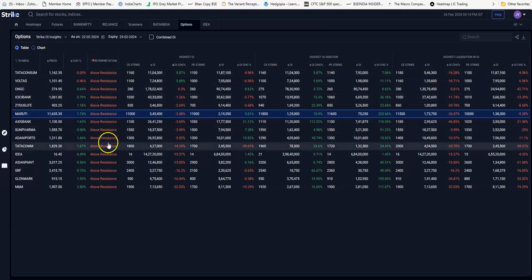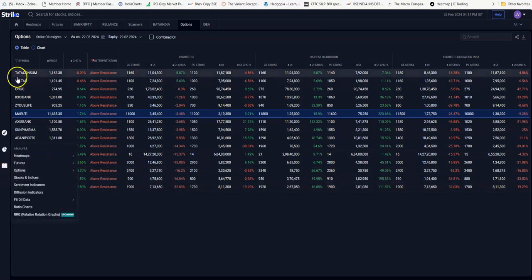But at the same time, if you are seeing unwinding in the call option, despite it being in the highest OI region, that means the sellers are not confident and they are unwinding their position, and then there is scope of an up move in the days to come.